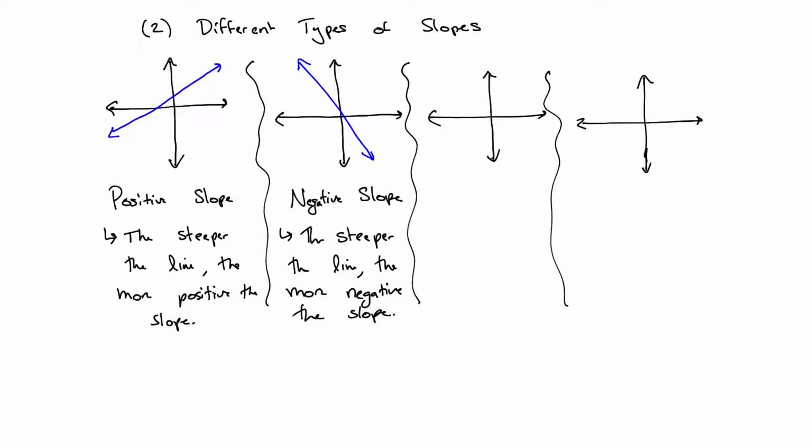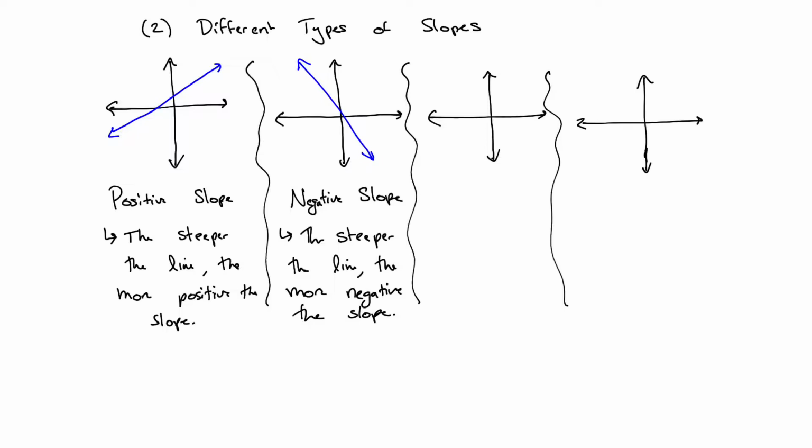And conversely, which is kind of interesting, if it's a less steep line, then it will have a less negative slope. To drive that point home, imagine this was -3. If I drew this line, you'll notice it's a lot shallower, a lot less steep. So if this was -3, this would probably be like -1 or -1/2 or something like that. So that's something to keep in mind. Those are the two types of slopes that have to do with positive and negative.